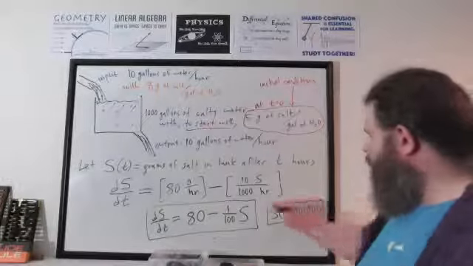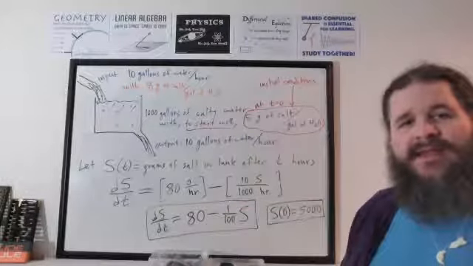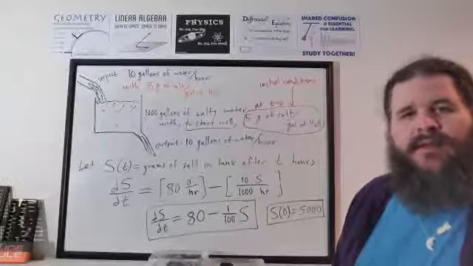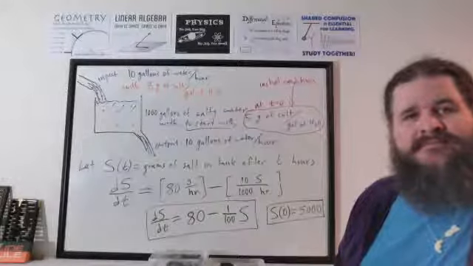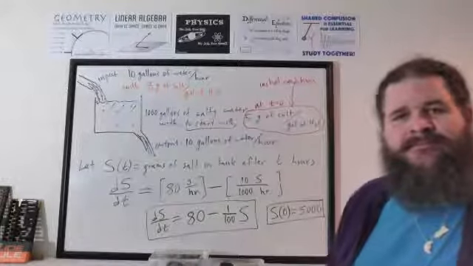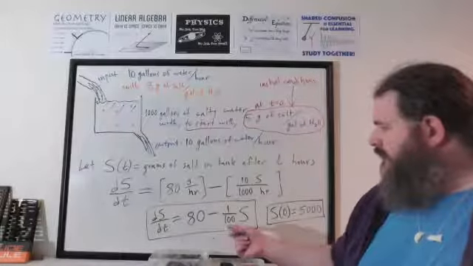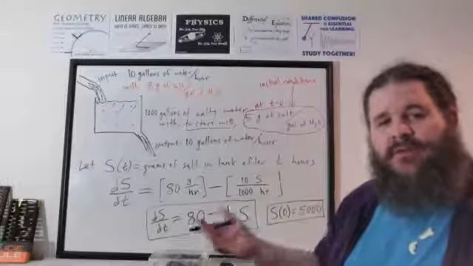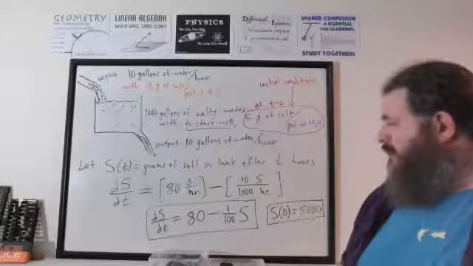So this is now the initial value problem. We've got a differential equation, we've got an initial value, and we can solve this to find out S as a function of t. Any other questions on the setup so far? Also, before we even solve this, we can analyze the end behavior. We can figure out what's going to happen after a long period of time, looking at the limit as t approaches infinity before we even solve it.